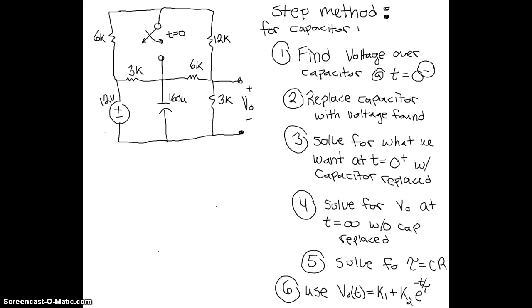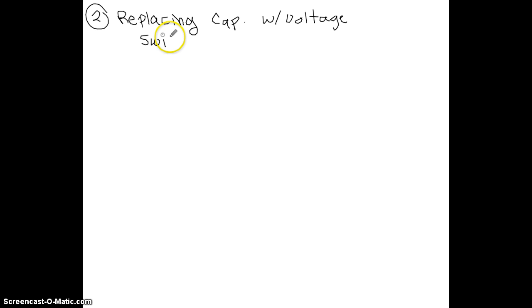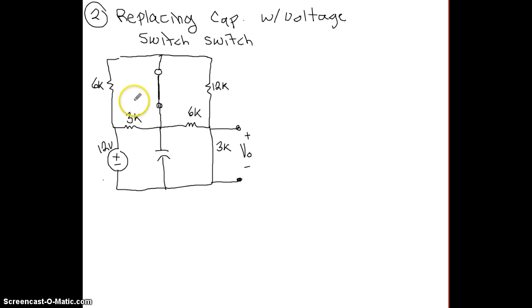Let me just go to a new page for that one. So for step 2, we are replacing the capacitor with the voltage that we found, and we're also switching the switch. I'm just going to go ahead and redraw this now. So what I've done is I've redrawn it with the switch. Now I'm going to replace this capacitor here with the voltage that we just found.